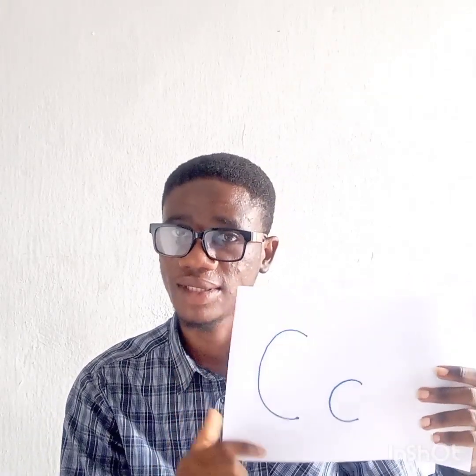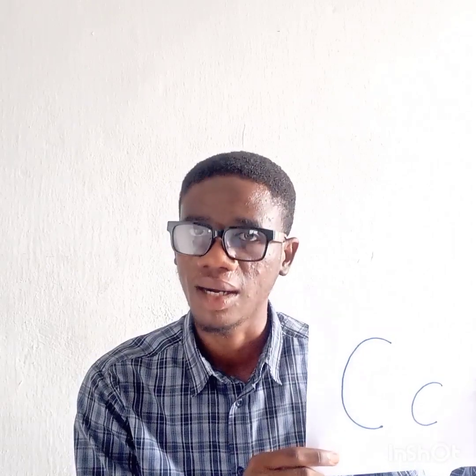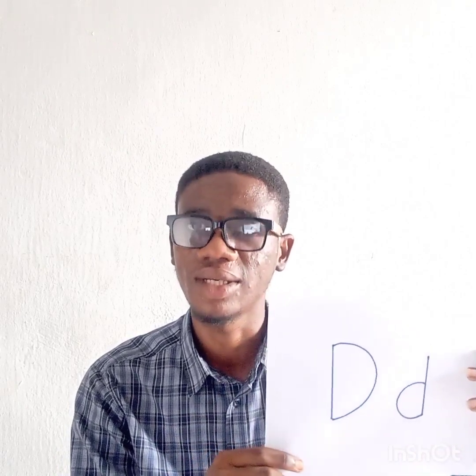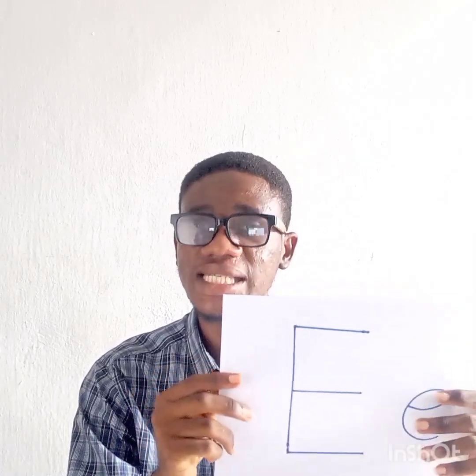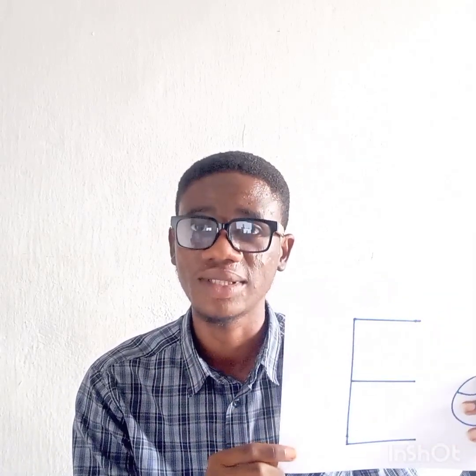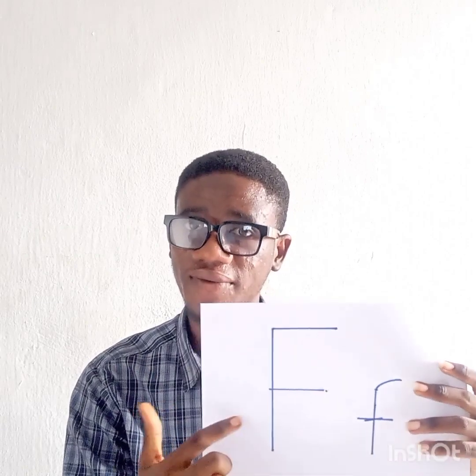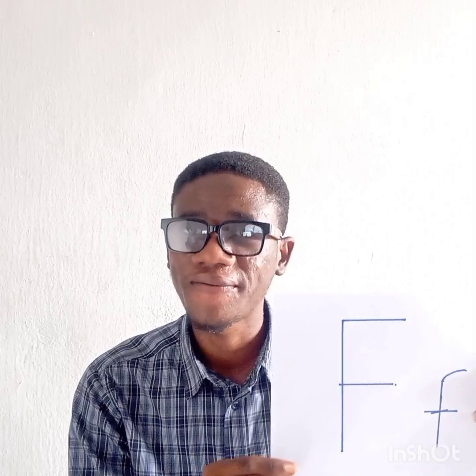Then we have C. This is C, and the sound is K, right? Then we have D, and the sound is D, right? Then we have E. This is E, and the sound is E. Again. Then we have F. This is F, and the sound is F, again, right?